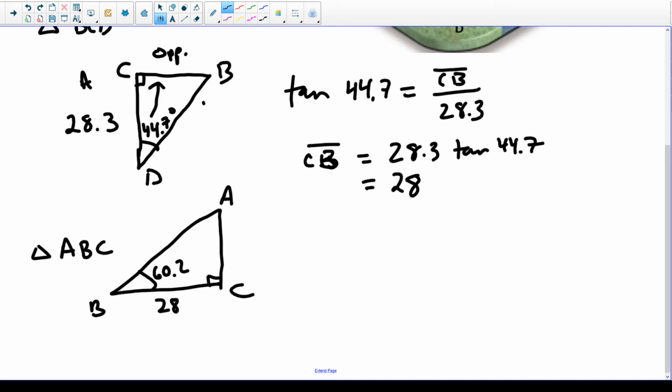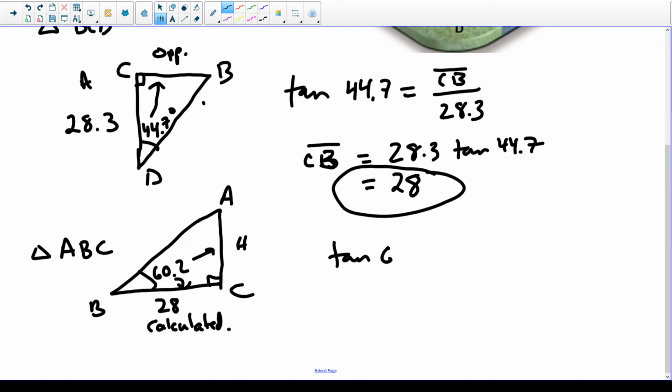Now, here's something to consider for those of you planning on going on to university eventually in math and science. Because this is a two-step question, technically speaking, we shouldn't have done this step yet, okay? So I'm going to show you what I mean by that. So we are now looking for this opposite side, which is AC, the height of the cliff. And we are also given the adjacent side, which is the 28 that we just calculated. But this was a calculated value, right? That means that I rounded it off and I lost some precision in doing so.